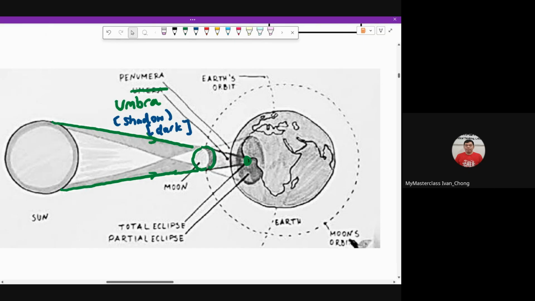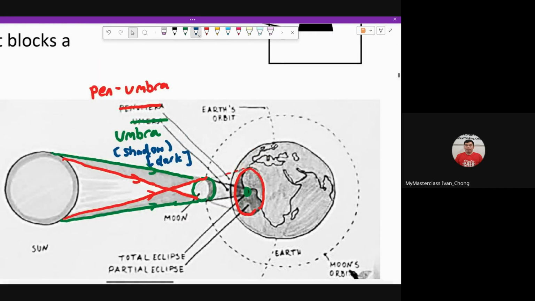Okay, then you will notice that some parts of your light rays will actually travel and still be blocked by the moon, but you'll notice that it casts a larger shadow around this area itself. Now, this area is also a shadow, but it's not as dark as the green color spot over there. So we'll call this a penumbra. Pen means not so, so this means not so dark shadow.